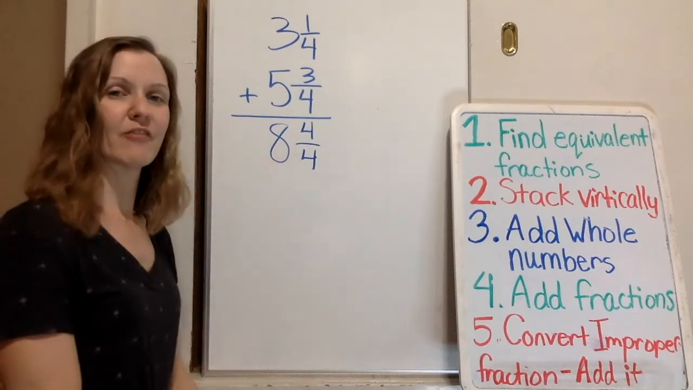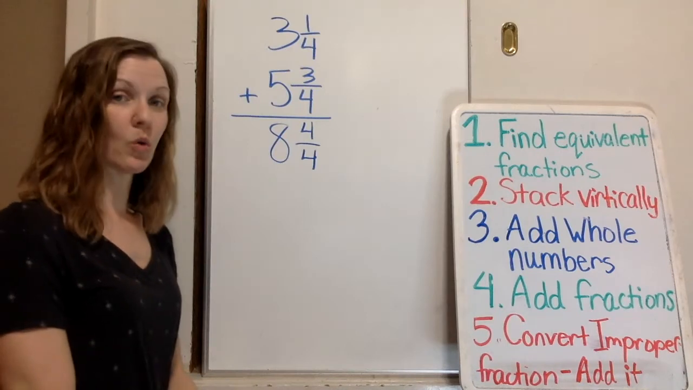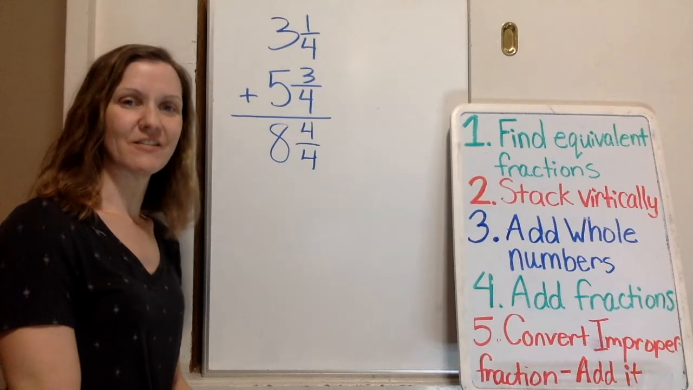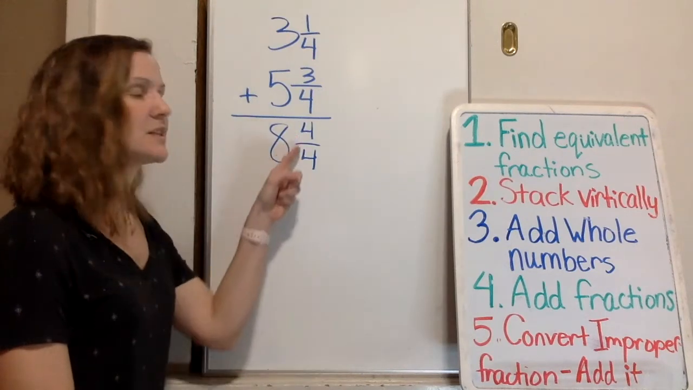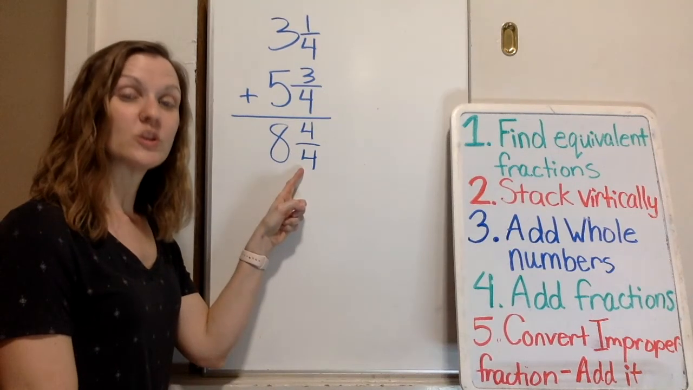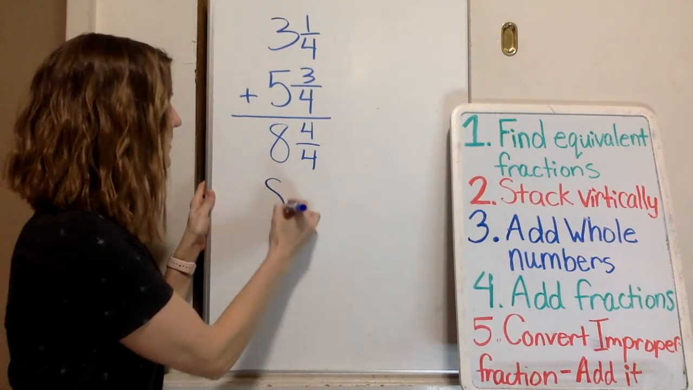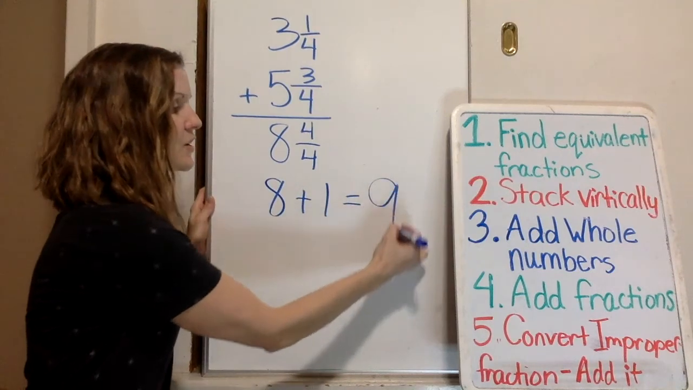Let's take a look at that fraction. 4 over 4 represents 1 whole. So I actually don't have to put this in a division problem because I know what I'm going to get out of it. If the top number is the same as the bottom number, they are equal to 1 whole. So I can change this into 1 whole and add it to my 8, giving me an answer of 9.